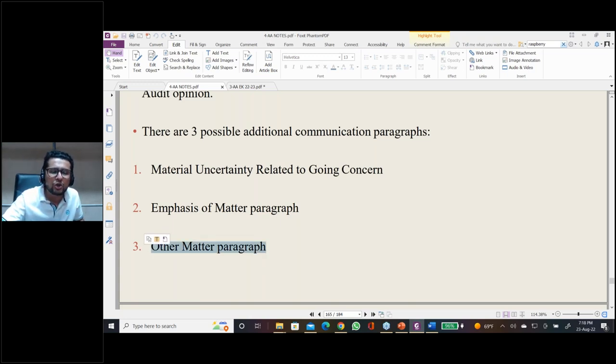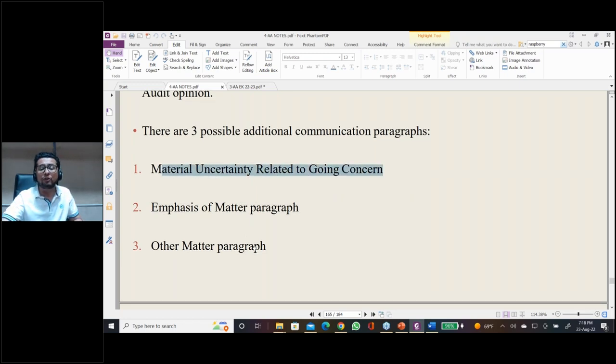So dear students, all these three paragraphs want to highlight something so that the users of the financial statements would become more aware of the things. But these three paragraphs are for three different situations. If you want to highlight any uncertainty related to going concern, you are going to use MURGC. If you want to highlight anything from the financial statements apart from going concern, you are going to use emphasis of matter paragraph.